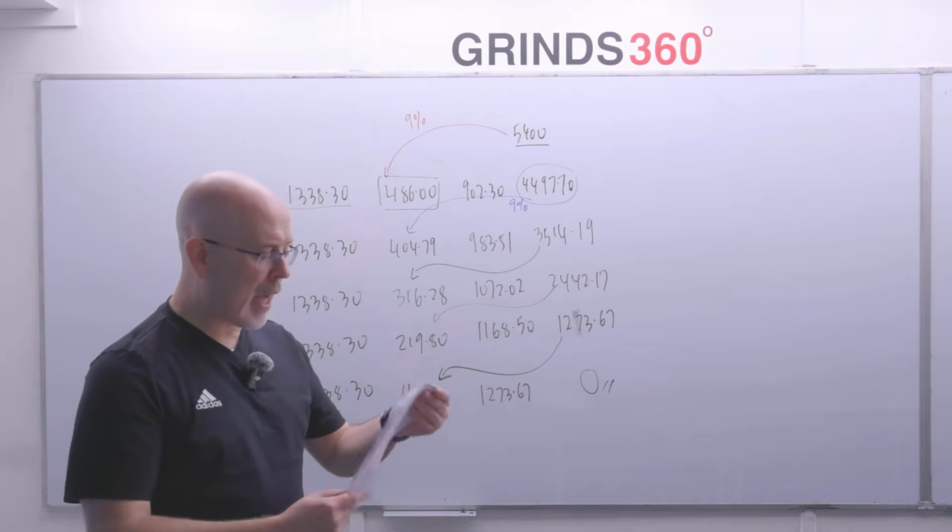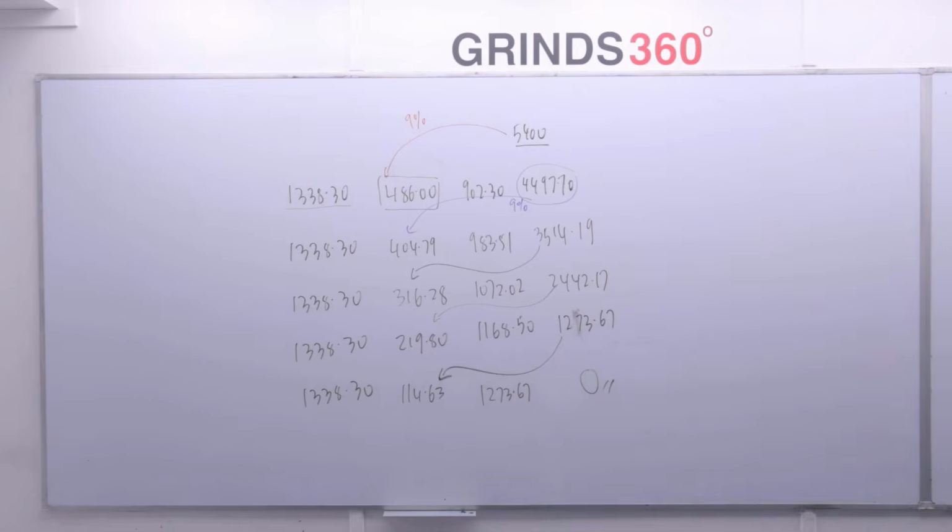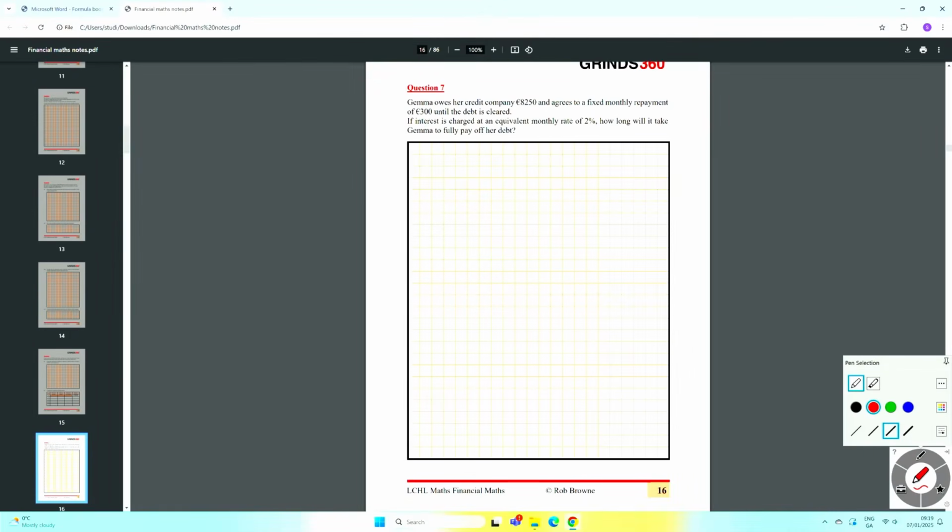And the last new calculation then is question 7. So, here it is, page 16. It says, Gemma owes her credit card company 8,250 euro. Obviously ASOS had a sale or something and Gemma lost the run of herself. She owes her credit card company 8,250 euro and agrees to a fixed monthly repayment of 300 euro until the debt is cleared. She's going to pay them 300 euro every month until she clears that debt.